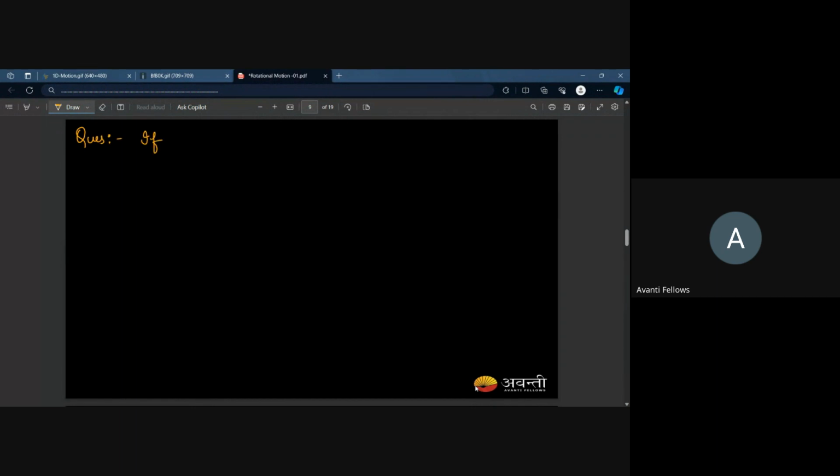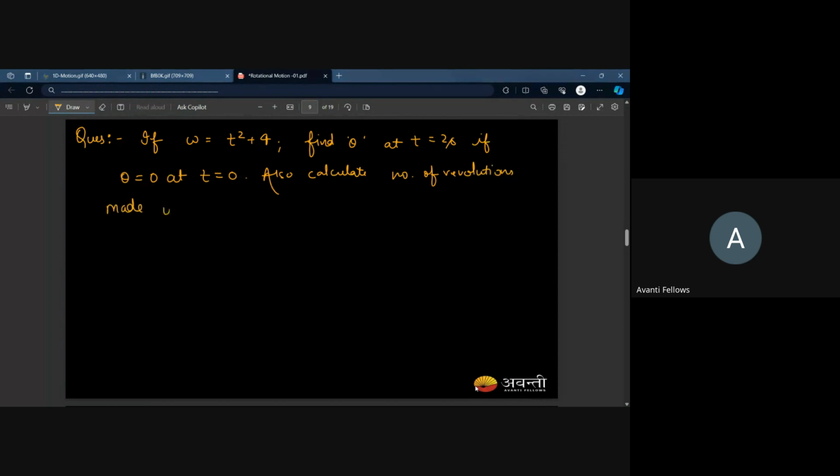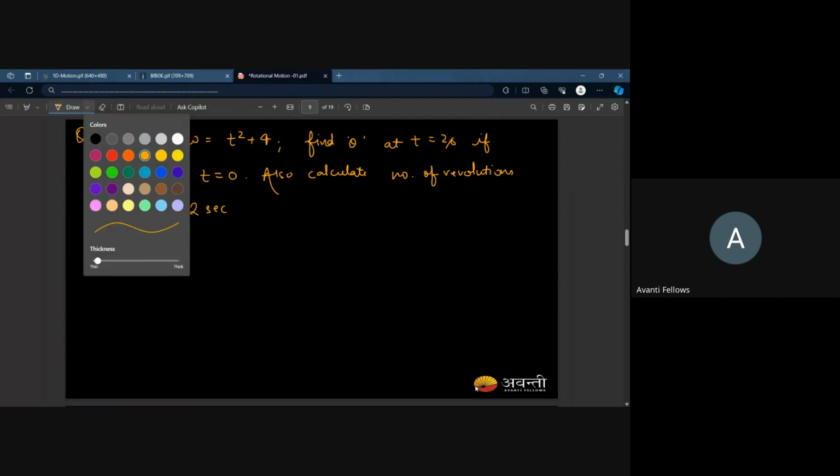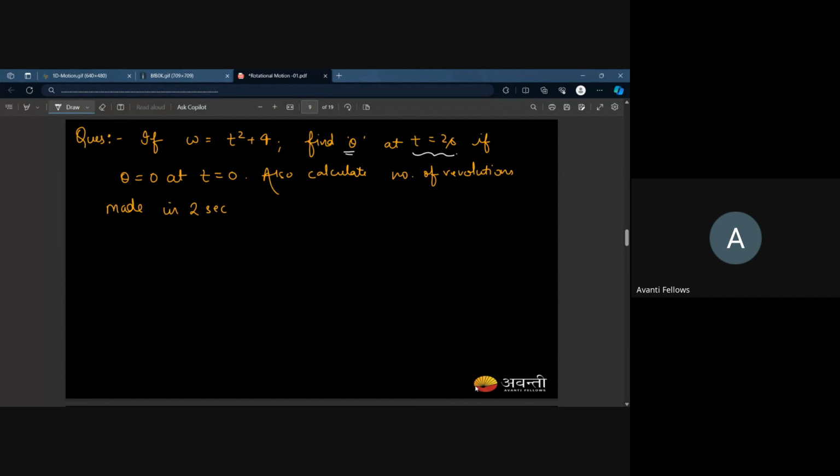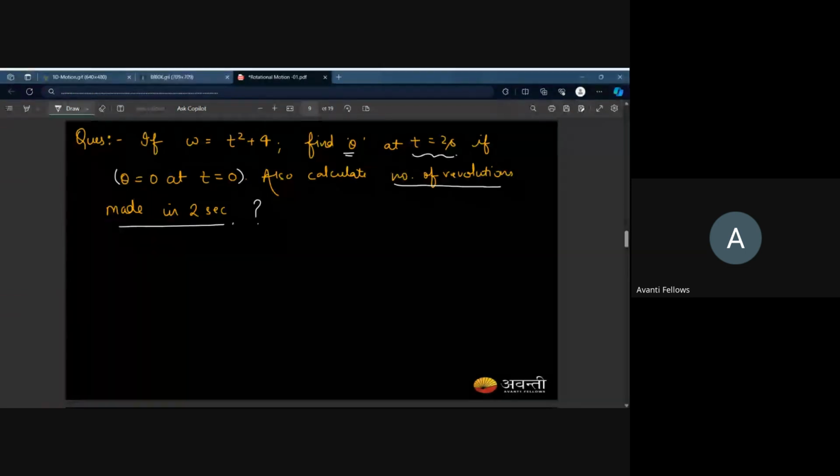The question is: if omega equals t square plus 4, then find theta at t equals 2 seconds, if theta equals 0 at t equals 0. Also calculate the number of revolutions made in 2 seconds. Okay, you need to find two things here. I gave you an expression for omega. I want you to calculate theta at this particular instant, and I gave you some additional information here. I also want you to calculate the number of revolutions this wheel made in 2 seconds. Remember one thing: when you feel stuck in angular variables, deal with them using linear ones.